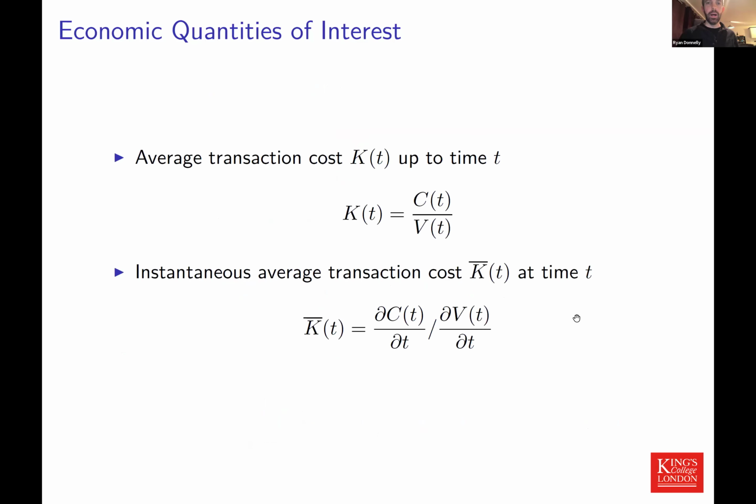Okay, a couple more interesting quantities to look at are the average transaction cost that occurs up to time t. Well, this is just the total cost that has been spent up to time t divided by the total volume that has been spent up to time t, and also the instantaneous average transaction cost. So we're looking at the derivative of the cost function divided by the derivative of the volume function.